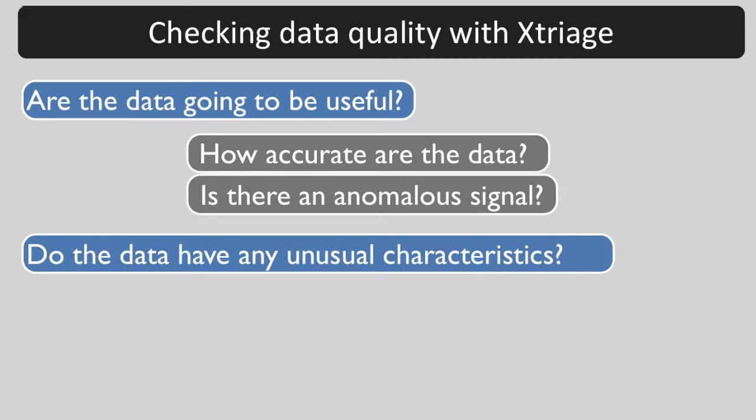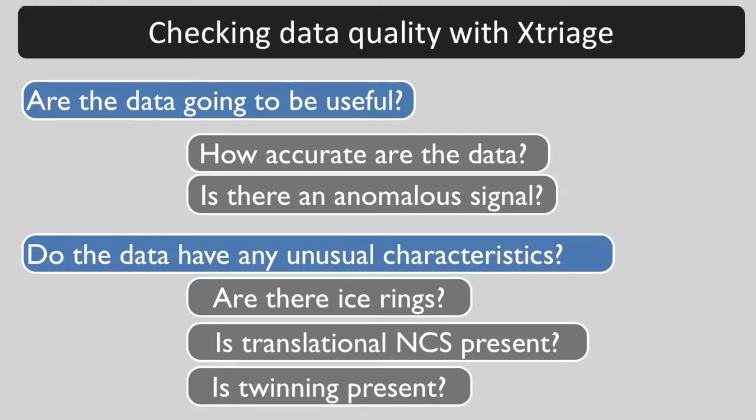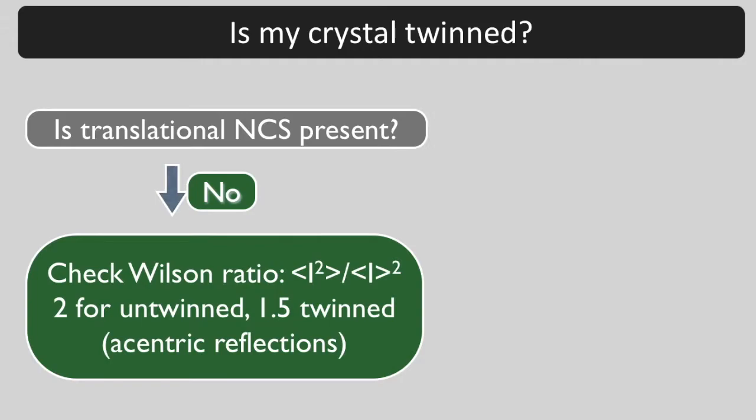It will also tell us about ice rings, whether translational non-crystallographic symmetry, translational NCS, is present, and whether twinning is present. Twinning tests depend on whether translational NCS is present. If translational NCS is not present, we use the Wilson ratio, the ratio of the mean square intensity to the mean intensity squared, to check for twinning. If a crystal is untwinned, the Wilson ratio for acentric reflections is 2, and if the crystal is perfectly twinned, the Wilson ratio is 1.5.